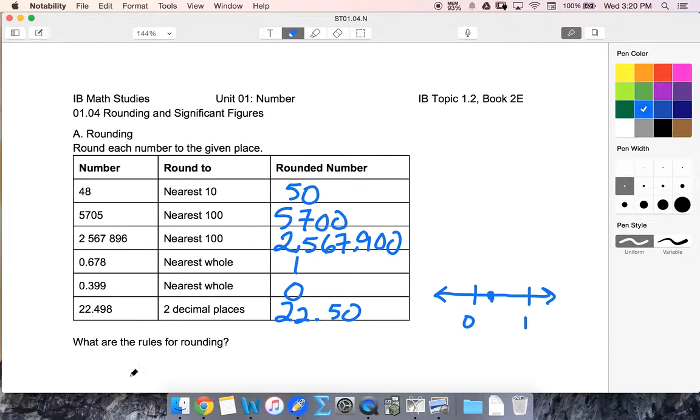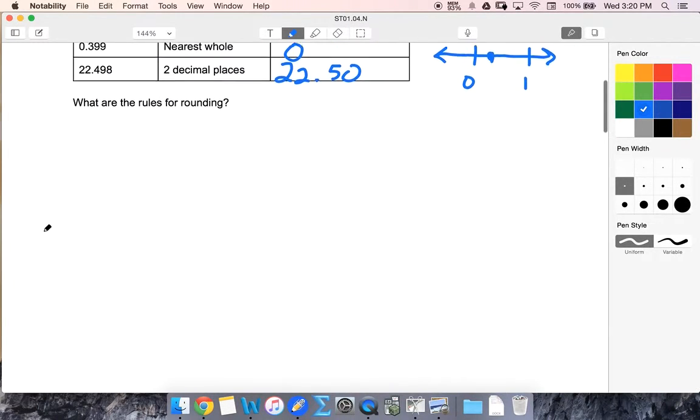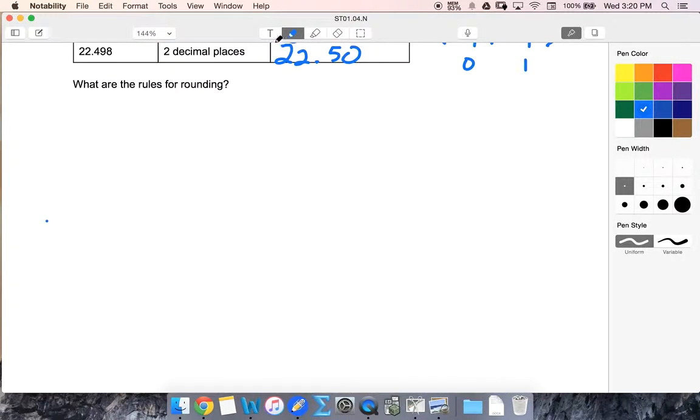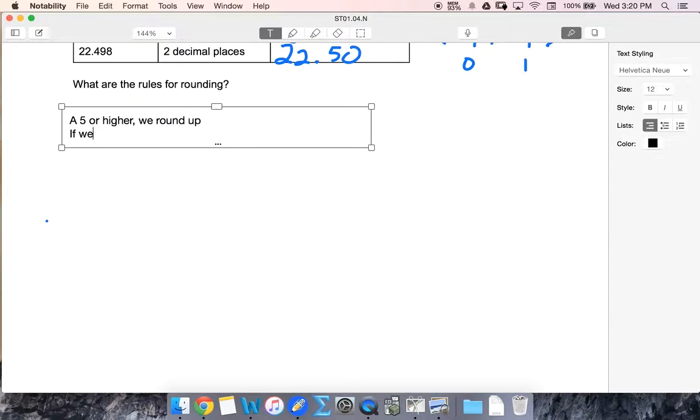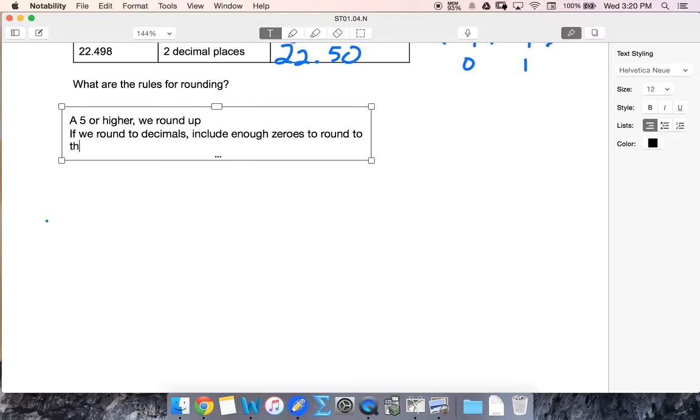So, our rules for rounding. You should write yourself some rules for rounding. I'm going to say that my rules are that if we have a 5 or higher, we round up. If we round to decimals, include enough zeros to round to the necessary decimal places.